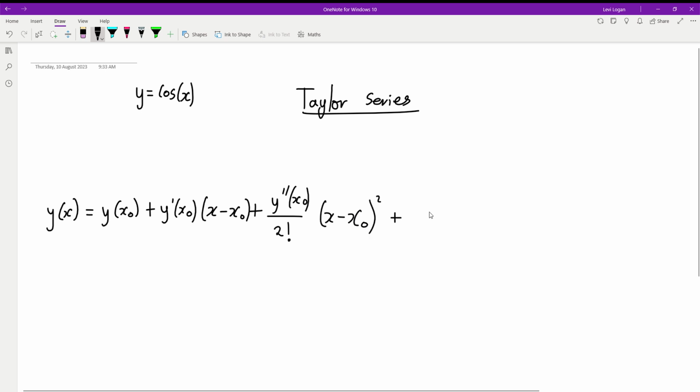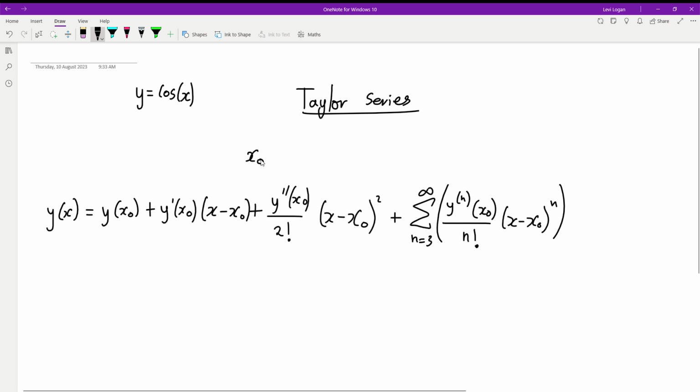Just to simplify, I'm going to write plus a sum starting from n equals 3, because that's where we're up to, and you can go on forever if you want to. Y to the n derivative: these dashes represent derivatives, so this is the first derivative, second derivative. Once you get higher than a third derivative, you start putting a number up here in brackets, so this represents the nth derivative of x sub 0, all over n factorial, multiplied by x minus x sub 0 all to the n. Okay, so this here is the formula for a Taylor series.